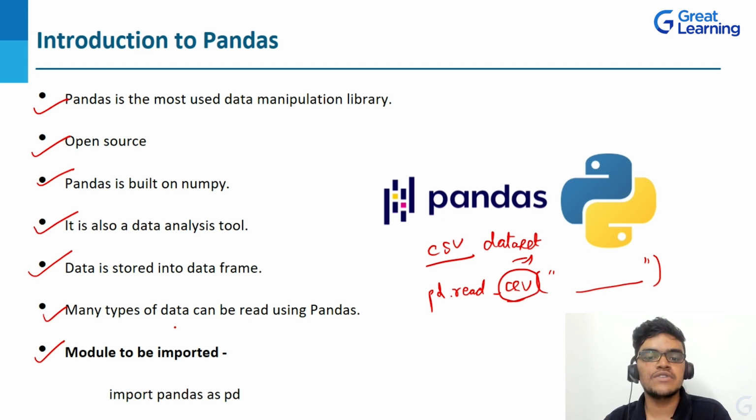Also, there are many types of data that can be read using Pandas. Suppose this is a data set of a CSV file; Pandas can read it. Even if you have the data set in Excel, Pandas can read it. So this is the basic idea about Pandas.